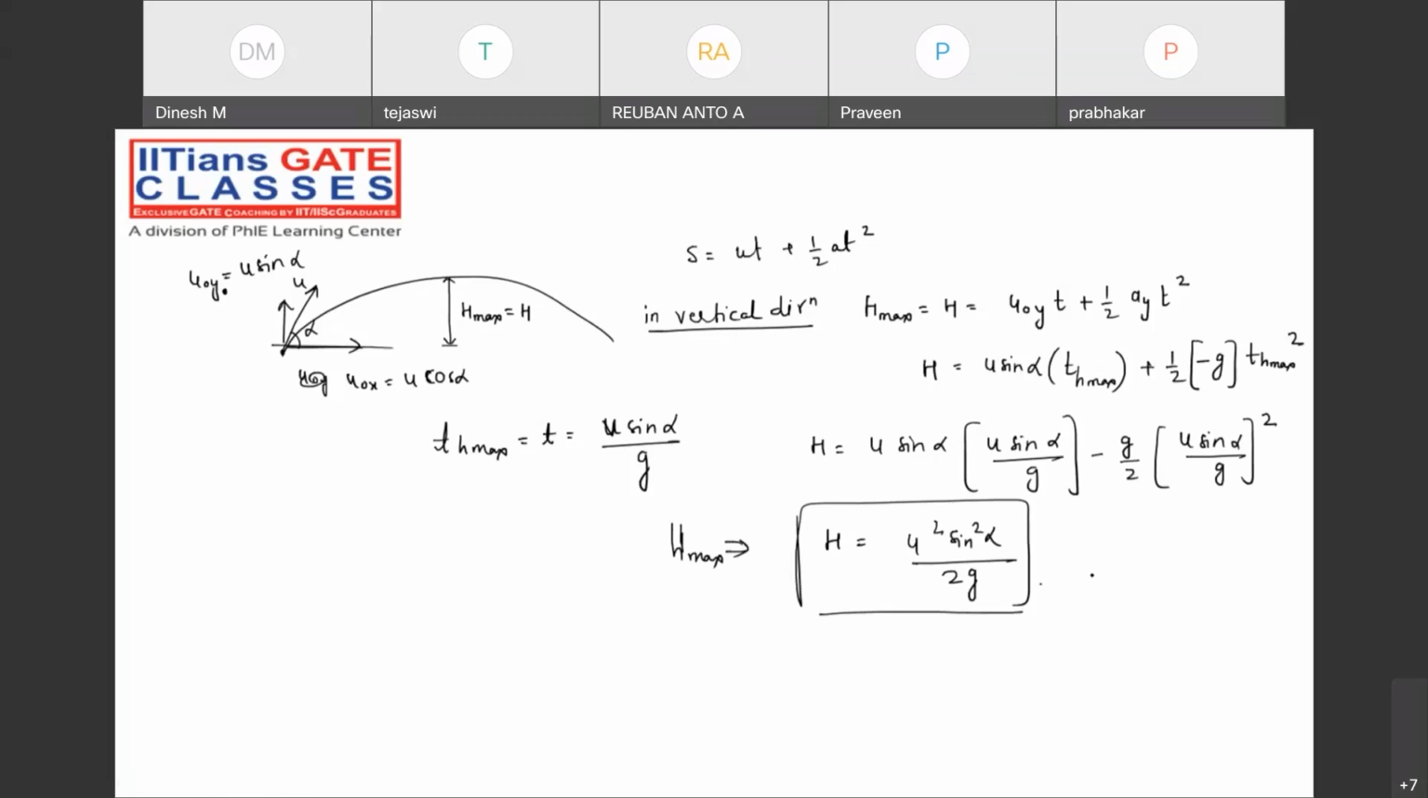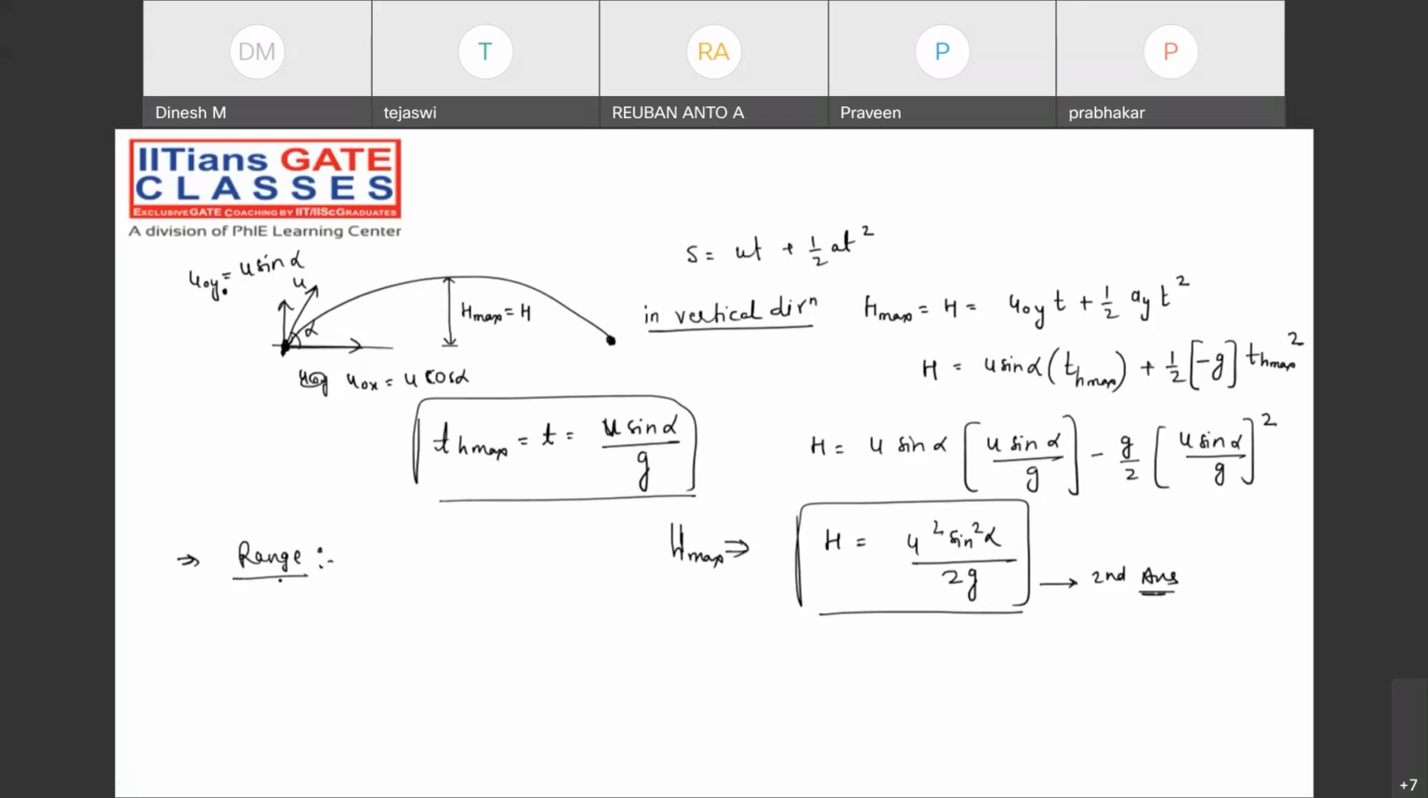That is the second answer. Second objective question: first is time, second is range calculation. Note it down. How much range is it traveling, basically covering from the starting position to the ending position? What will be the range that it is covering?